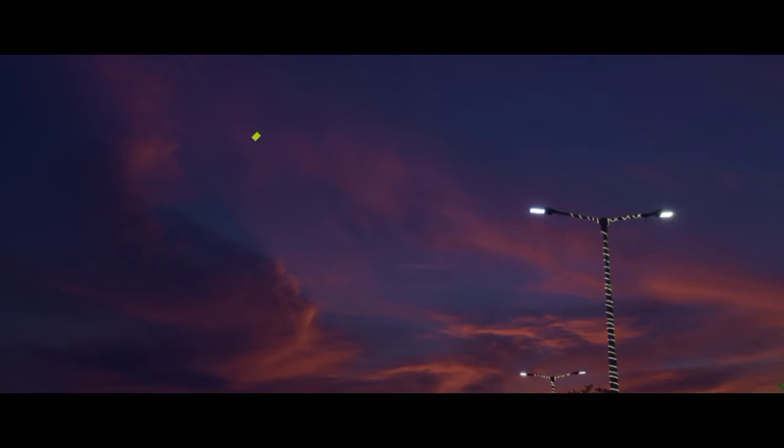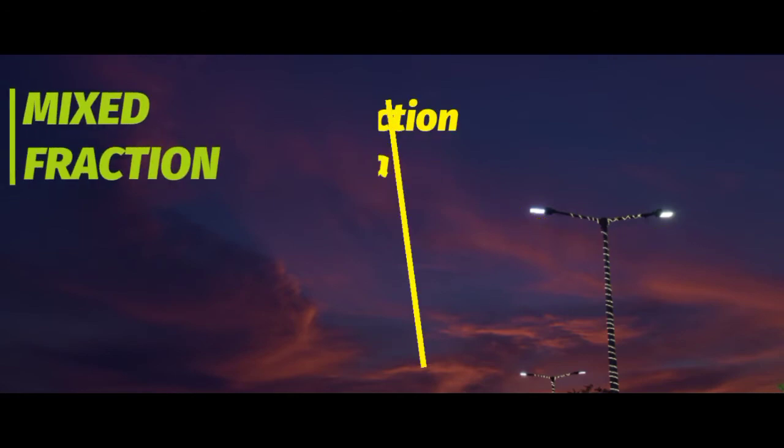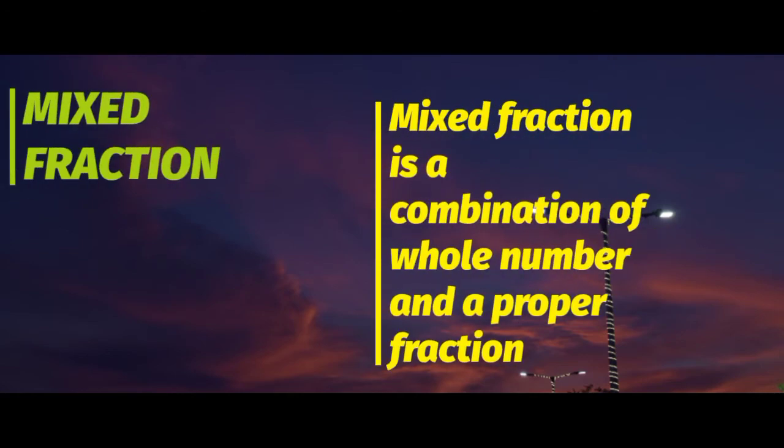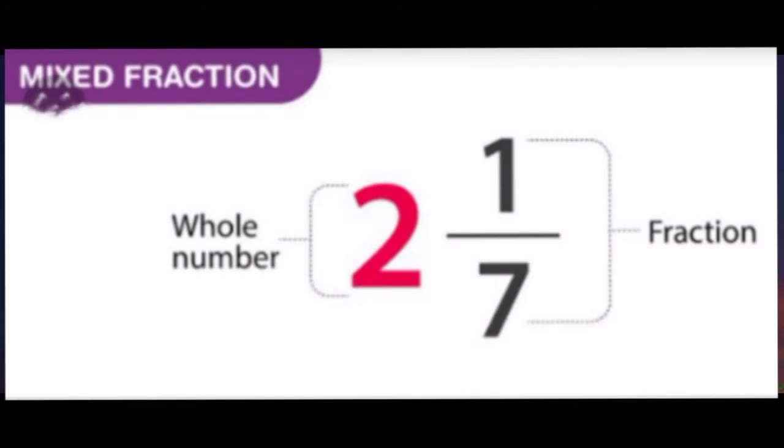Coming to mixed fractions. So what is a mixed fraction? A mixed fraction is a combination of a whole number and a proper fraction. That means we combine one whole number and one proper fraction. That is called a mixed fraction. See the example here. The whole number is given as 2, and 1 by 7. This 2 is the whole number and 1 by 7 is a proper fraction. So combined we call 2 1 by 7 a mixed fraction.